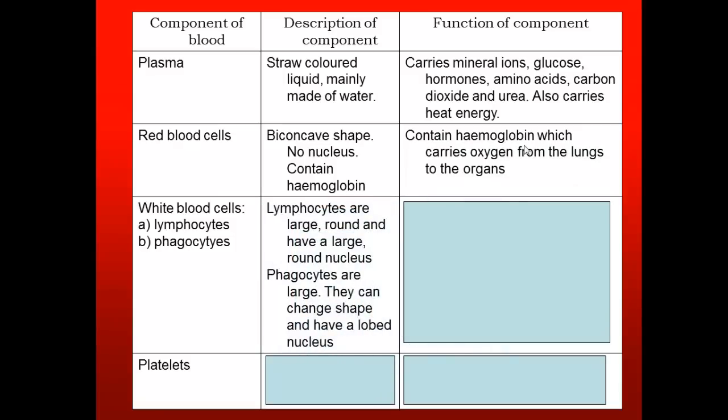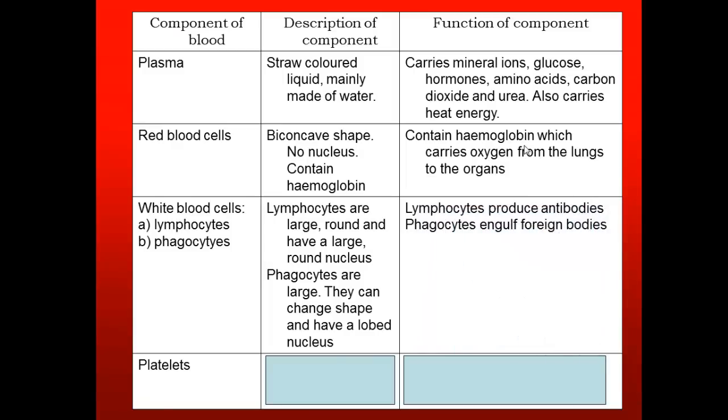Now, white blood cells are a bit bigger than red blood cells, indeed considerably larger sometimes than red blood cells. And they come into two categories, the lymphocytes and the phagocytes. Lymphocytes, large round nucleus, and phagocytes are large as well, but they can change their shape because they can need to squeeze through gaps sometimes, and they have a lobed nucleus.